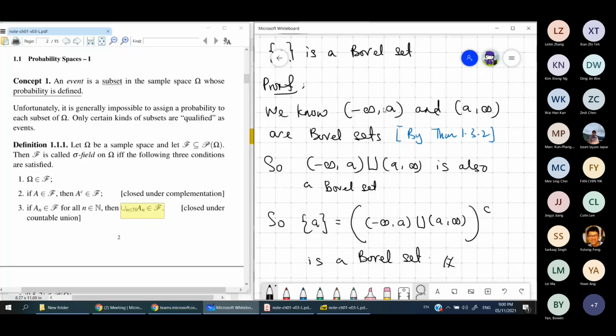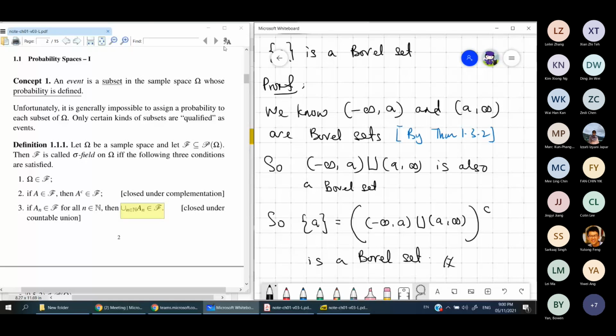Okay, so first of all, we take two intervals. The union of two intervals is a Borel set, based on these three. And after that, we take the complement of this, then we will get a set with A only. So this one also must be a Borel set.